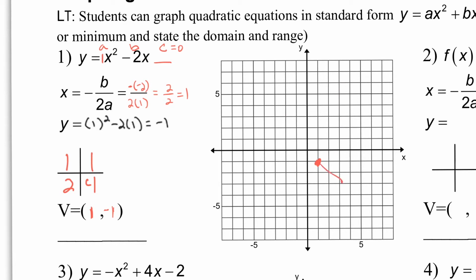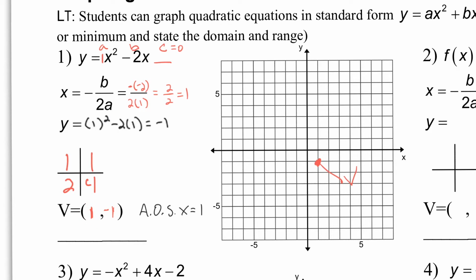I'm going to put a V right there so you guys know that's my vertex. And then I am going to draw my axis of symmetry. My axis of symmetry is the x value of the vertex, the x coordinate. So I'm going to put here axis of symmetry x equals 1, because that's what the vertex is at, 1 for the x value.